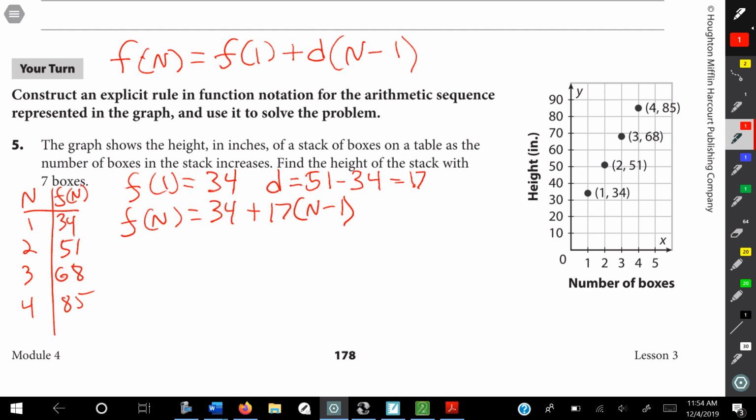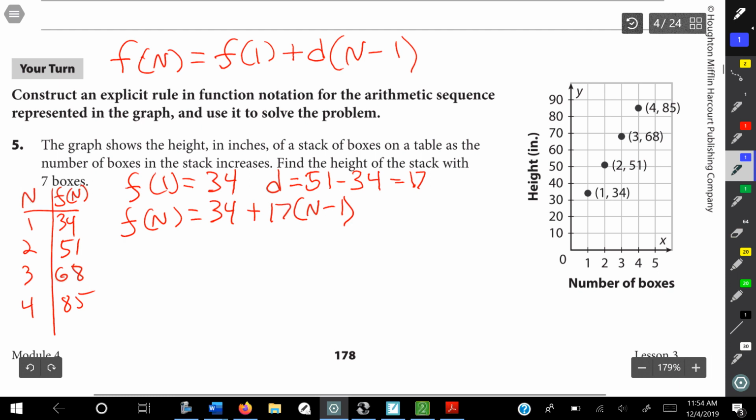All right, so now we'll take f of n, or f of the number of boxes we want to find. I'm going to change the color on that. So I'm going to make this blue. So now this is the actual rule. This is the explicit rule.